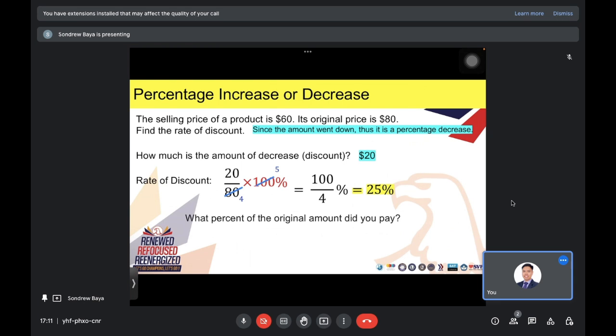Now what if the question is, what percent of the original did you pay? So here, we paid 60. The question now is, what percent of 80 is 60? So 80 is our reference point. It's out of 80. So 60, the amount you pay out of the original, which is 80. Therefore, 80 becomes our denominator. If you're not able to get that, you can pause and go back or replay this video. Alright? So it will now be 60 over 80, convert into a percentage, thus we got 75%. Alright?